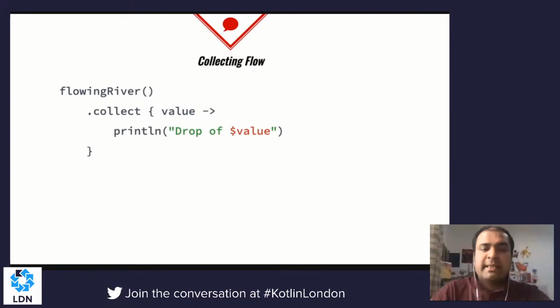And how do I collect it? There is flowingRiver, and on top of that, we just add a collect operator. The collect operator receives an extra argument. It can be named anything, value or response or whatever you need, but it will receive the same data which is emitted, and you can do whatever you want with it. Here I am simply printing it, but it can be anything, sending something to a view or doing further processing.